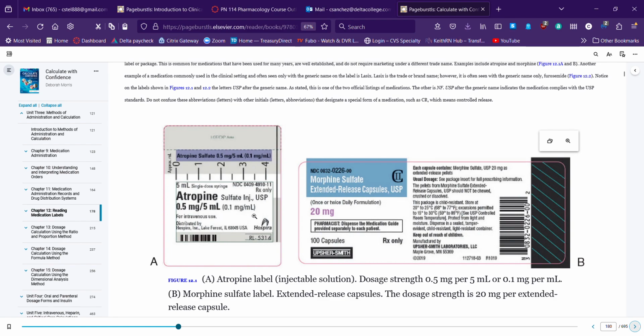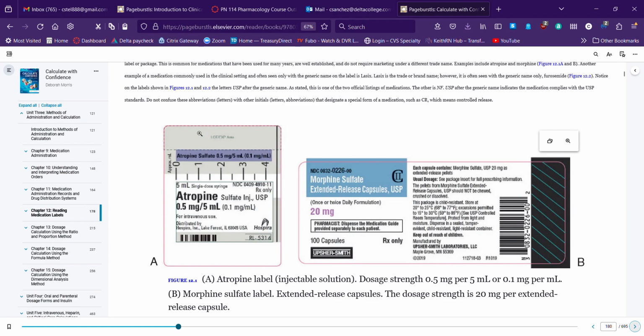Both of these mean the exact same thing, they're just written differently, okay? This is what's in the total container, or the total bottle or vial that's in there. And this is what's per mL that's in there. So there's 5 mL in this vial, so each mL is 0.1. If I multiply it times the 5 mL, it's going to give me this right here, okay?